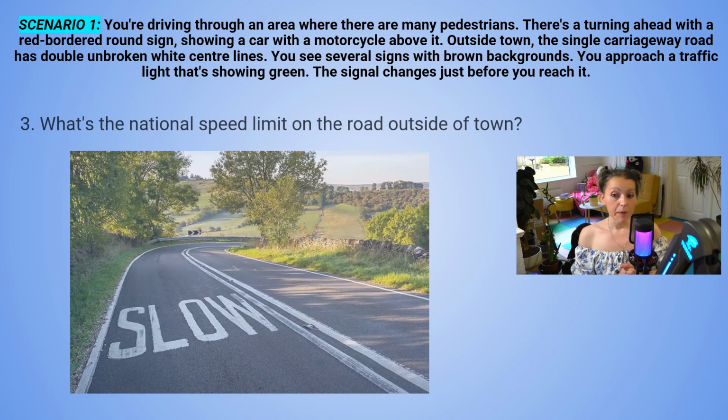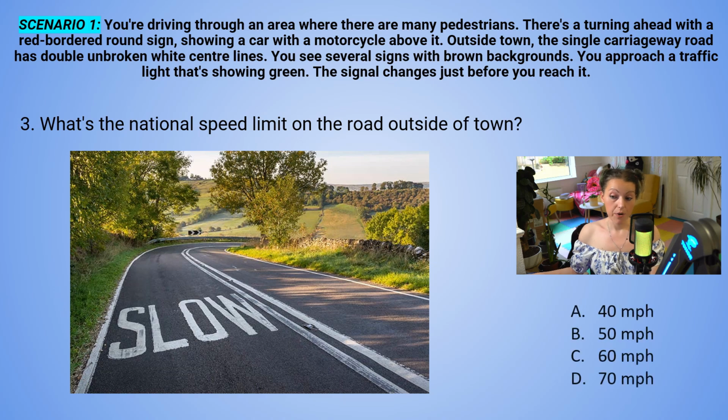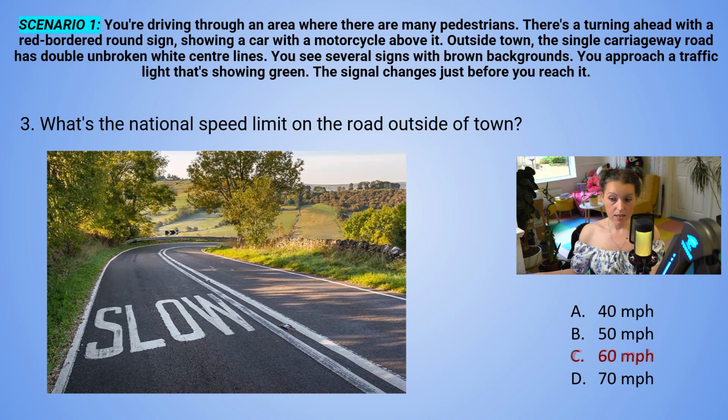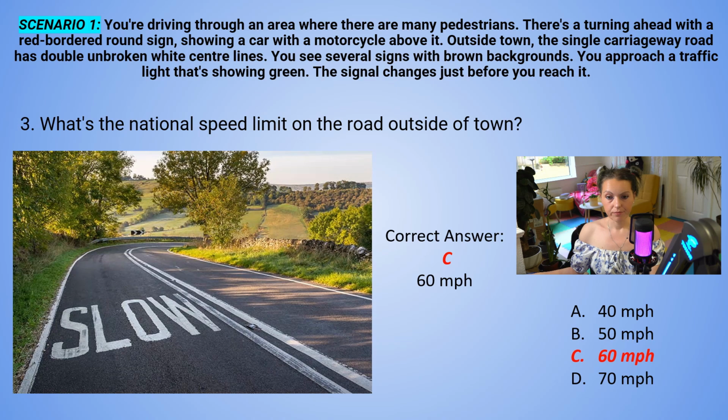What is the national speed limit on the road outside of town? A. 40 miles per hour. B. 50 miles per hour. C. 60 miles per hour. Or D. 70 miles per hour. And the correct answer is C. 60 miles per hour. Next question.